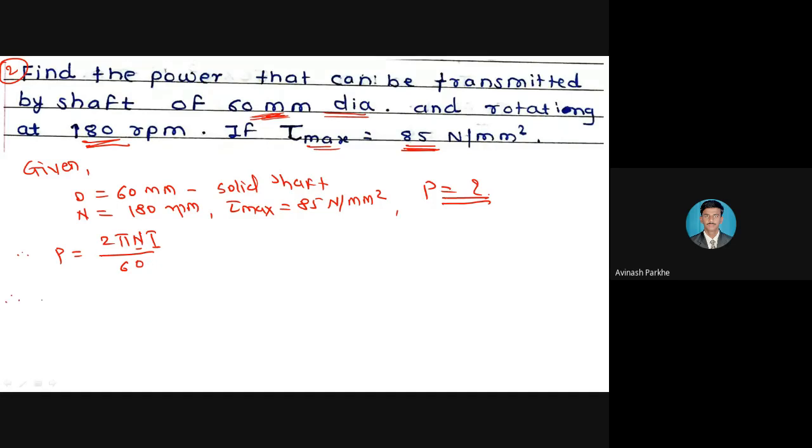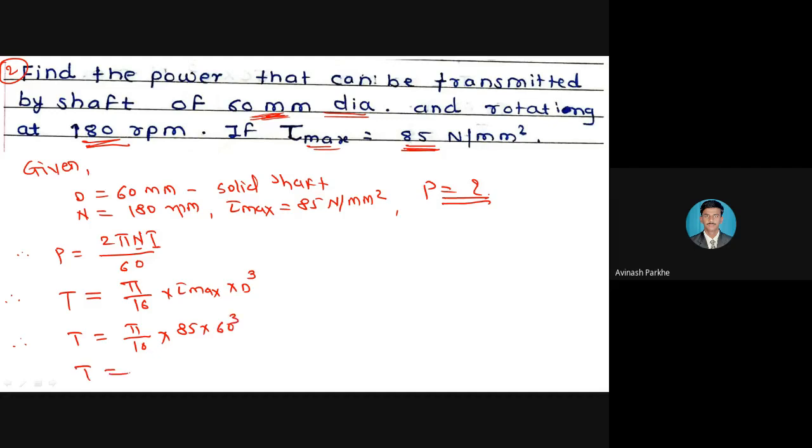So how to calculate the torque? Please tell me, which formula I have to use? Pi by 16 into tau max into d cube. Again the same formula, because a solid shaft is given. Put the values. Capital T is equal to pi by 16 into tau max. How much is it given? 85 into diameter cube, means 60 cube.